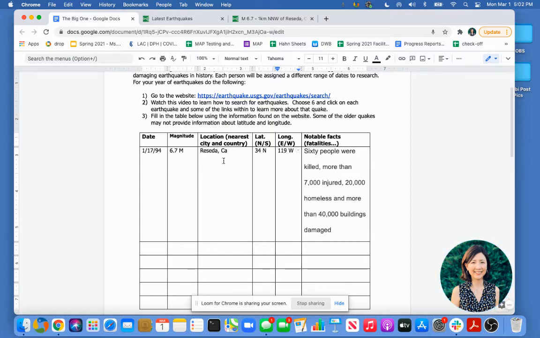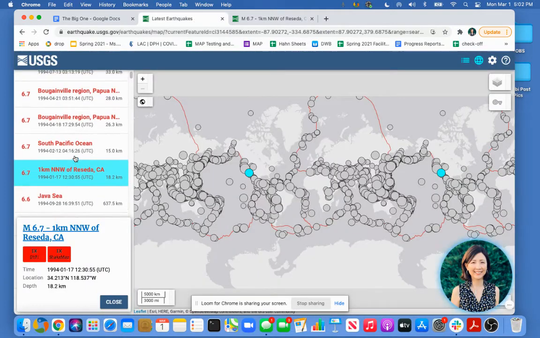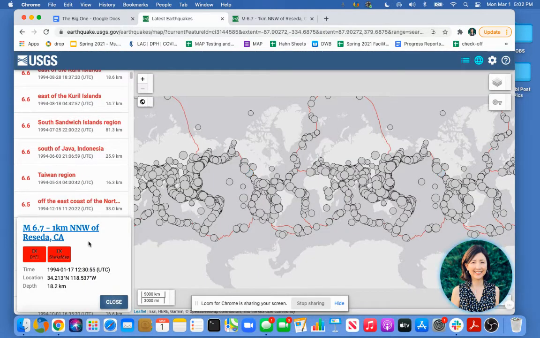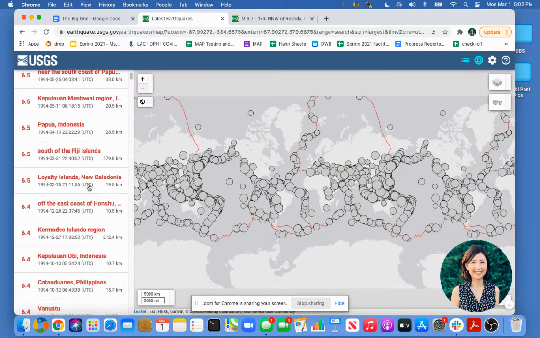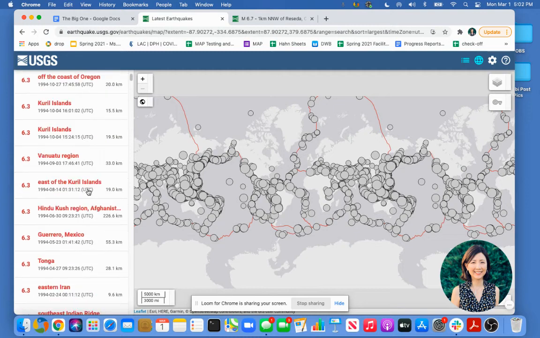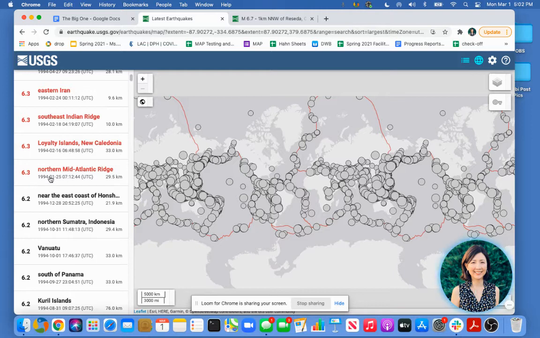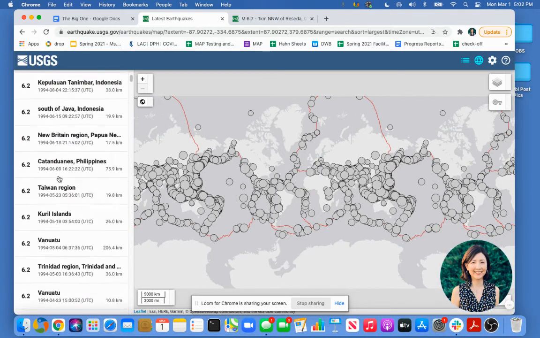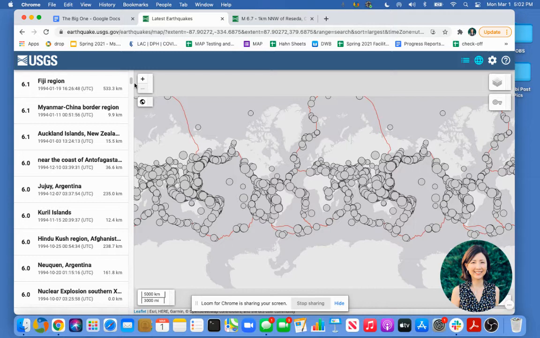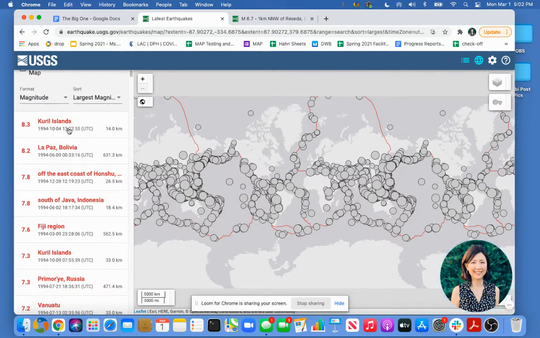So you're going to go ahead and fill in information from 6 other earthquakes. You can choose any of them. I'm going to close that, so you can pick any. And I think it looks like they mark in red the ones that are 6.3 and above. But there's lower ones. Let's see what the highest one was. Okay, 8.3 in the Kuril Islands.